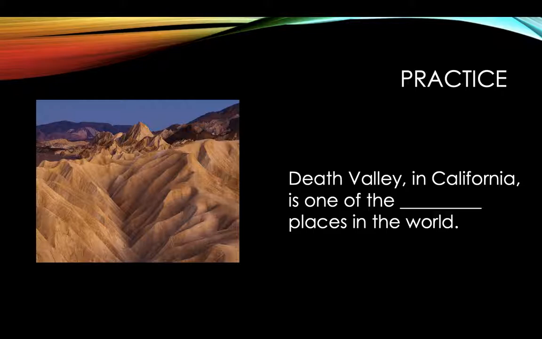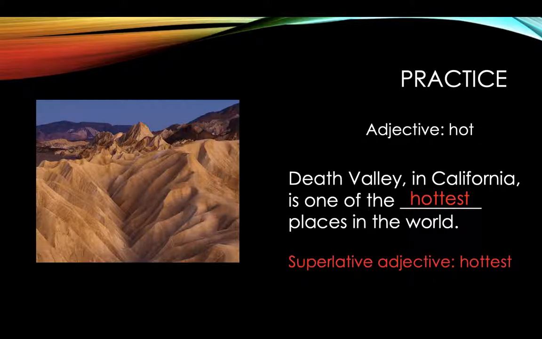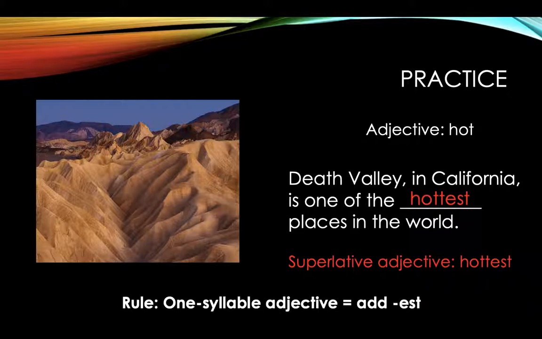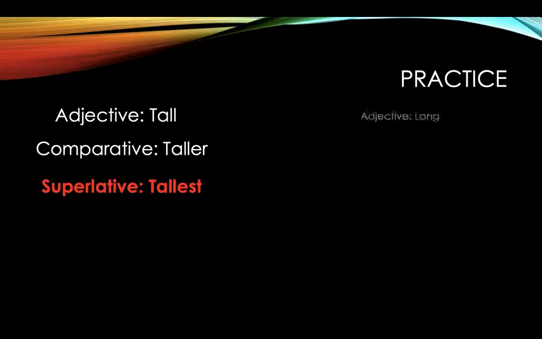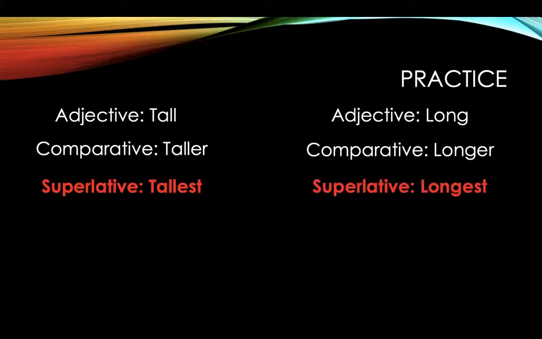Now we have Death Valley in California is one of the blank places in the world. The adjective I'd like to use is hot. So hot is one syllable, so it's hottest. So my superlative adjective is hottest. And it follows the one syllable adjective rule to just simply add est. So adjective is tall. Comparative is taller. Superlative is tallest. If we have the adjective long, it's longer and longest. Notice both of these are one syllable, tall and long.